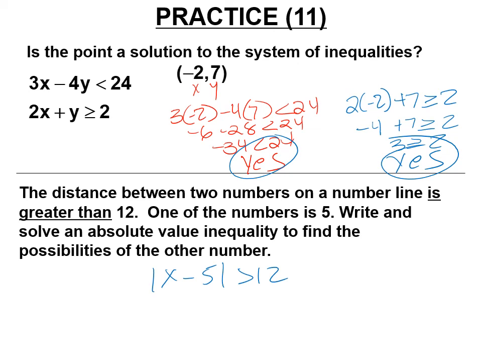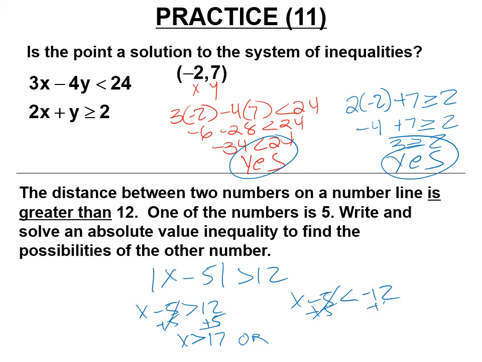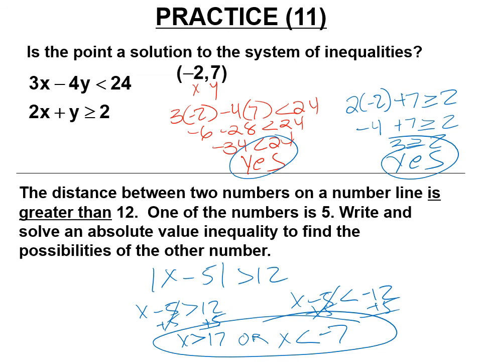Now remembering, these have two solutions. So you do it once for x minus 5 greater than 12, once for x minus 5 less than negative 12. You add 5 to both sides. Right? One of those numbers has to be greater than 17, or the other one has to be less than negative 7. Now you could figure this out without the inequality, yes, just through logic. But it's an example of what is meant by an absolute value inequality.